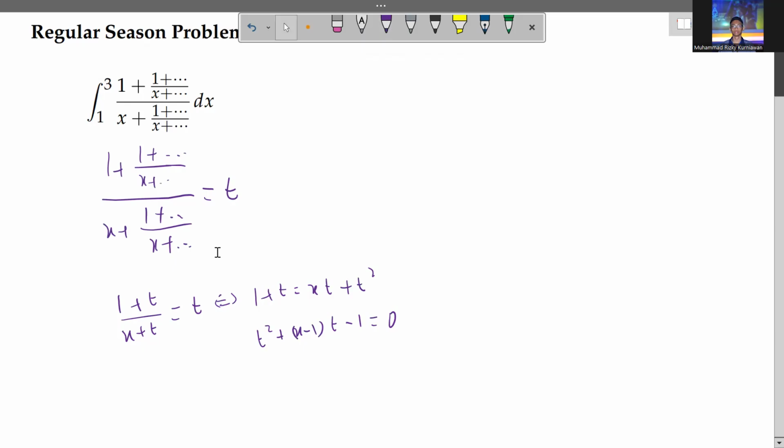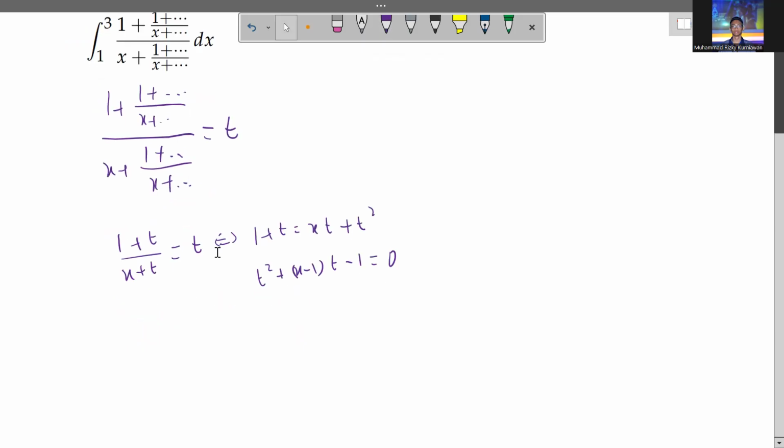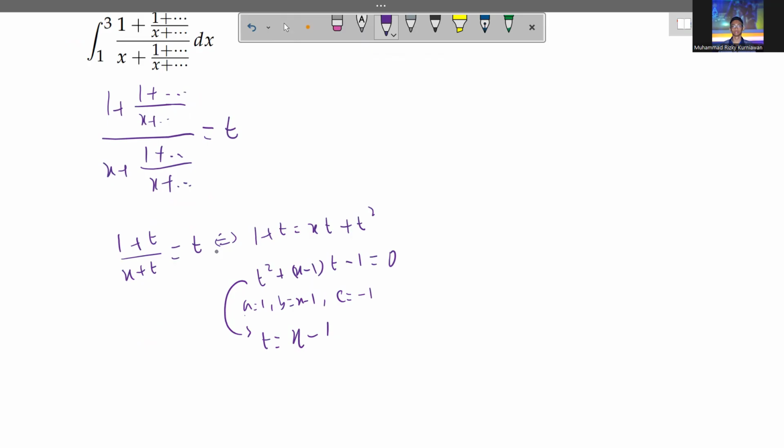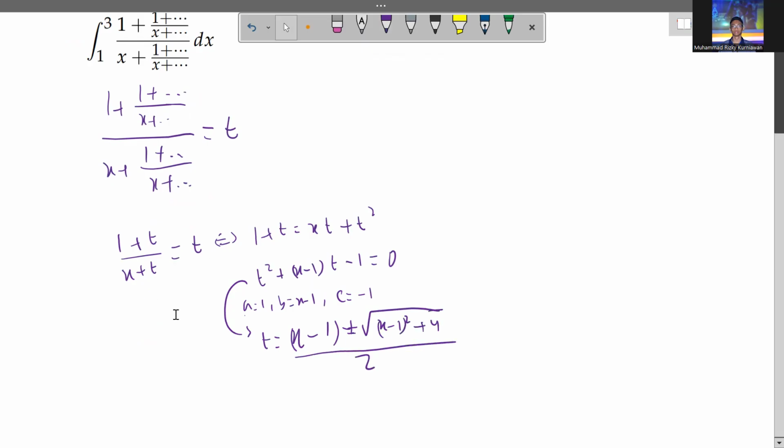And then there's a quadratic in t, which means to solve it, you can use the quadratic formula. So a is equal to 1, b is equal to x minus 1, and c is equal to negative 1. That means t is equal to x minus 1 plus minus the square root of x minus 1 squared plus 4, all over 2.